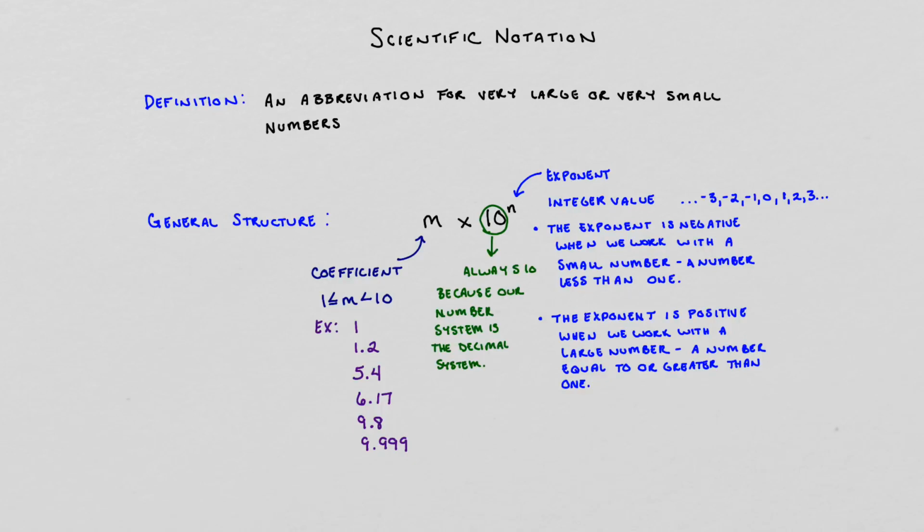The base of the exponent is always going to be 10, and that's because we work with a decimal system. So an example of this would be, think about when you count numbers. You reset essentially every time when you get to the 10th value.